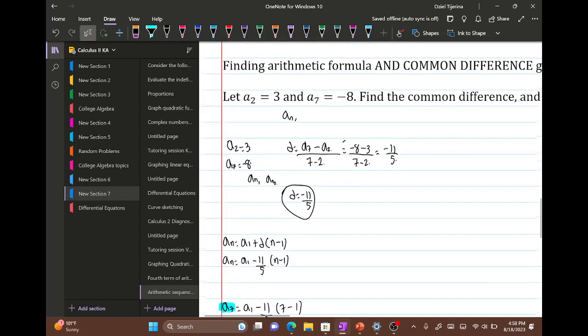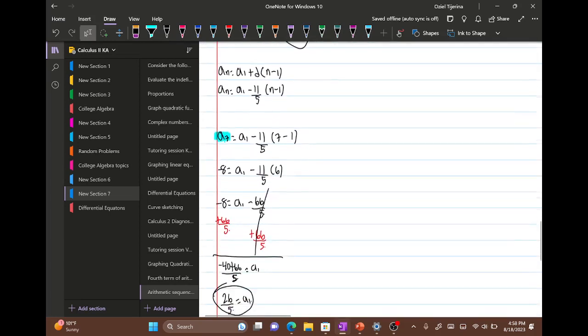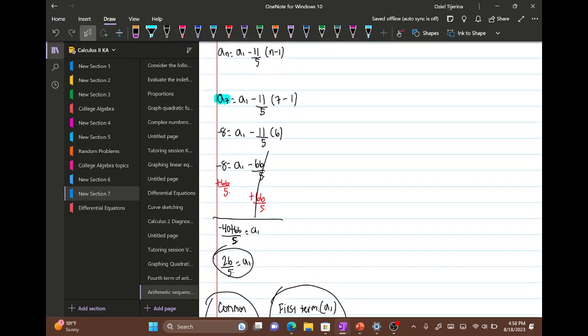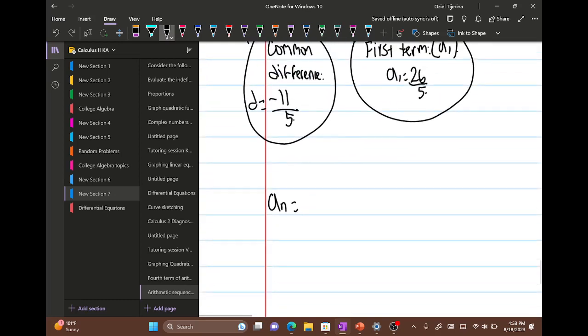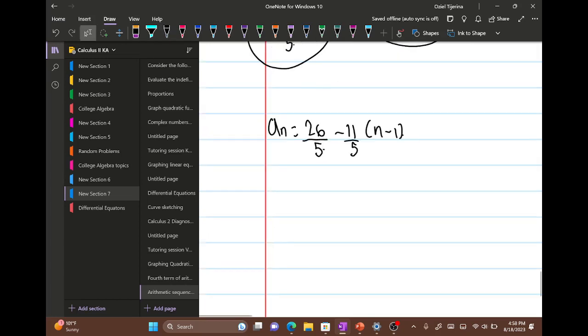we would say our original formula. So now that we have a sub 1, we can now say that our formula, a sub n, would be a sub 1, so it's going to be 26 over 5, and then plus, and since it's negative, we would say minus 11 over 5 times n minus 1. Now you can go ahead and simplify this if you really want to.